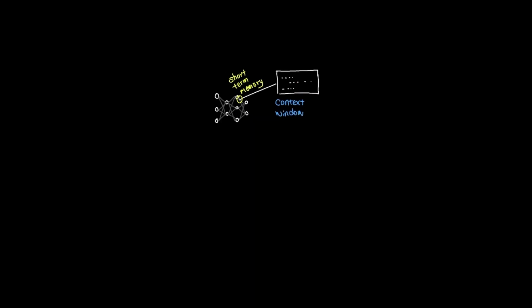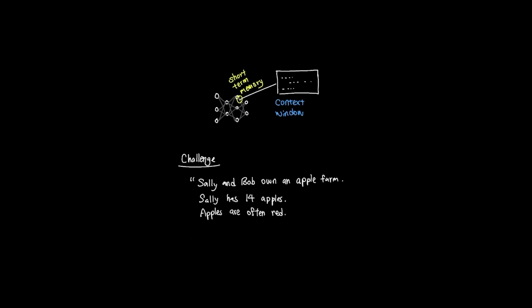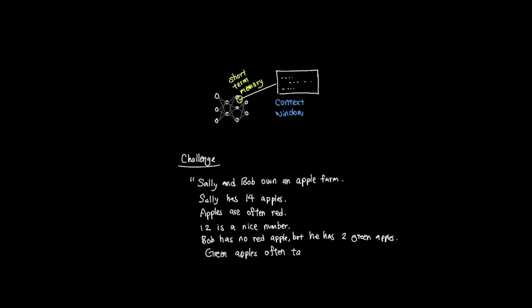Here's another angle to look at when it comes to memory in LLMs. Let's say I asked you this question. Sally and Bob own an apple farm. Sally has 14 apples. Apples are often red. 12 is a nice number. Bob has no red apple, but he has 2 green apples. Green apples often taste bad. How many apples do they all have?